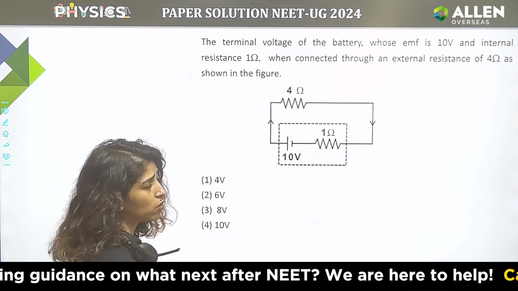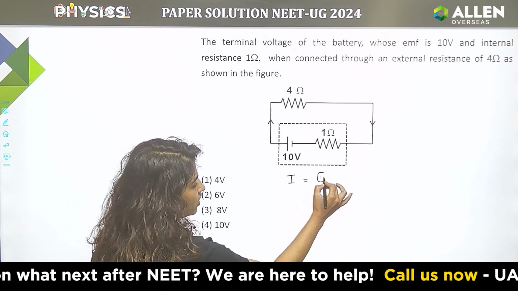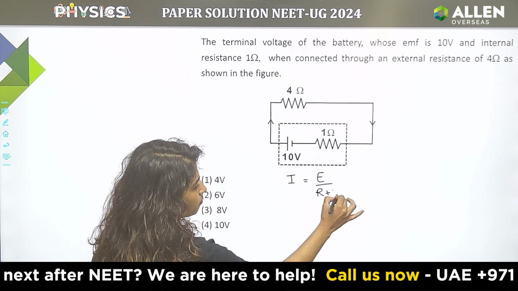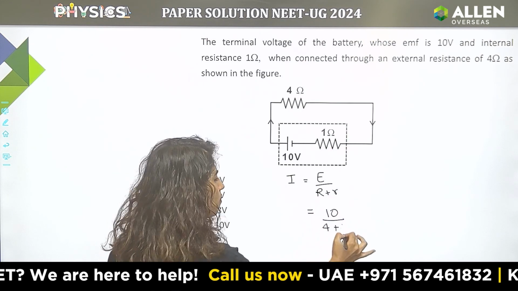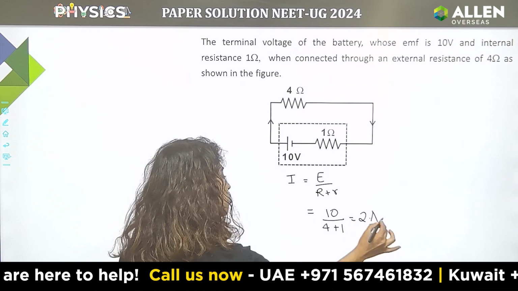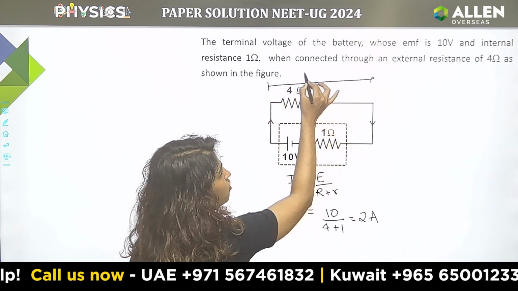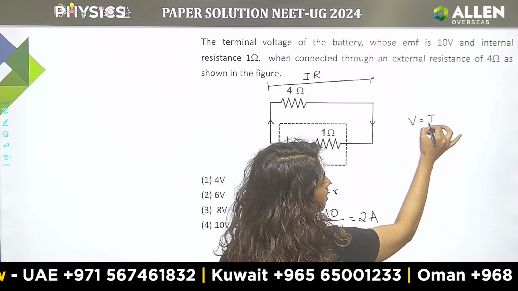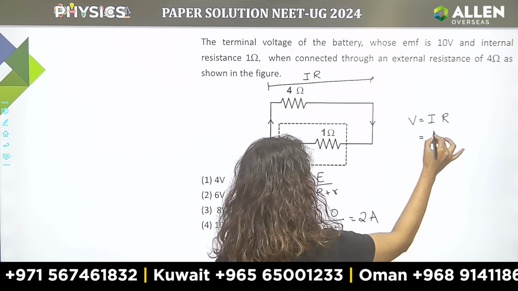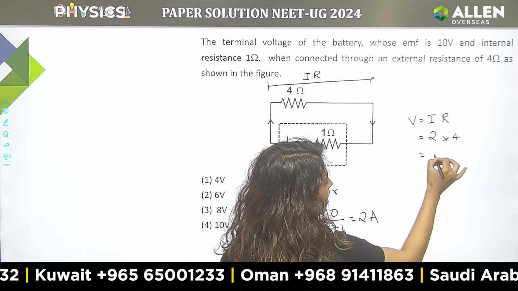Now to find terminal potential difference, first step I can find current in the circuit, which is E upon R plus r. 10 upon 4 plus 1, making it 2 ampere. Now that I know current in the circuit, I can find external potential difference using the formula IR. So external potential difference is nothing but I into R. I we got as 2 ampere and R is 4, making this 8 volt.